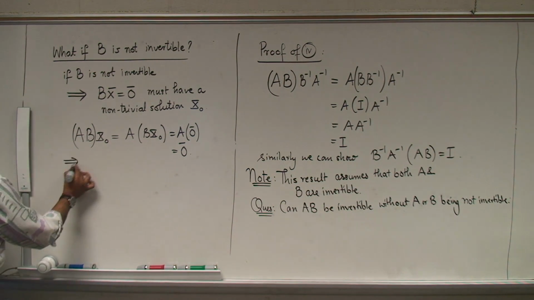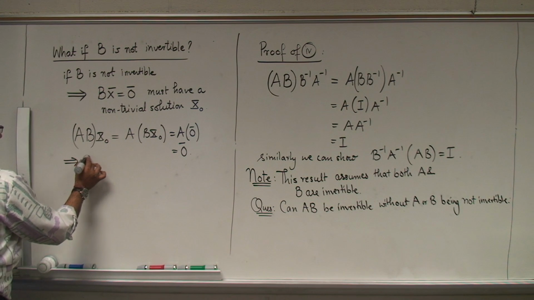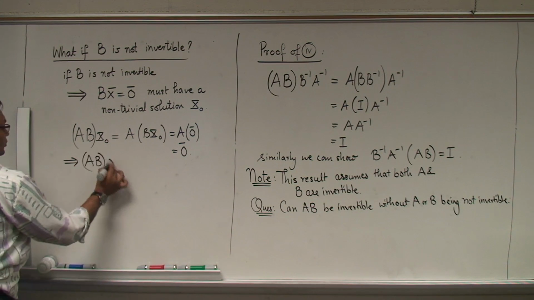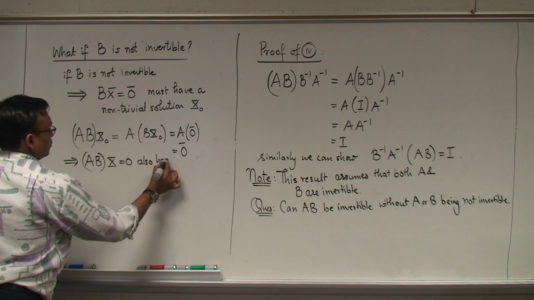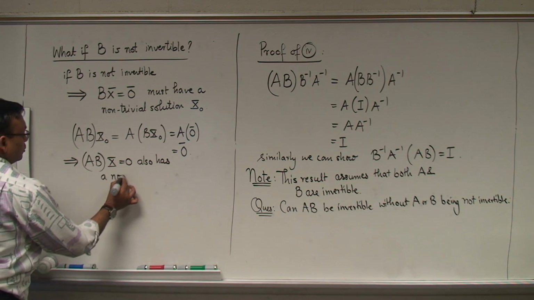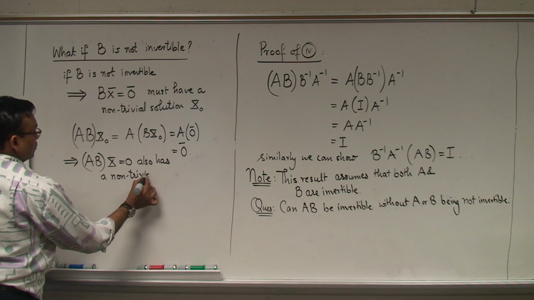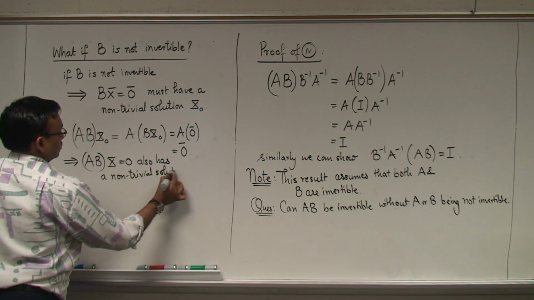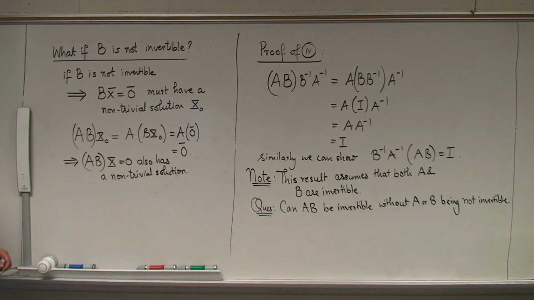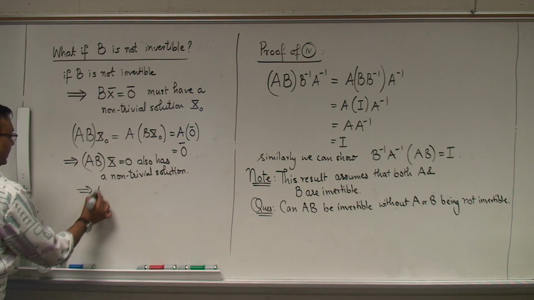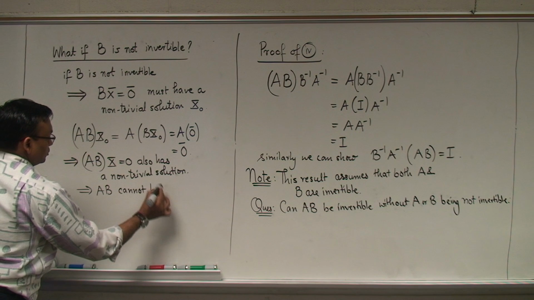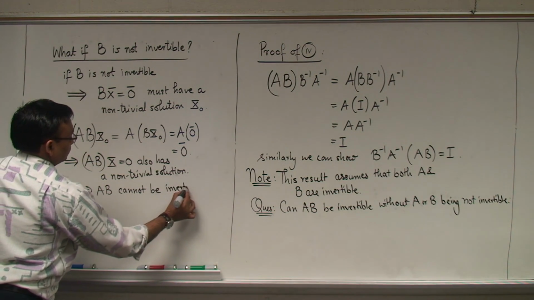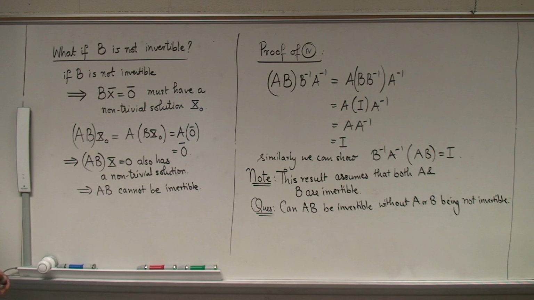So this implies that if you look at this homogeneous system, it has a non-trivial solution. So this means A times B cannot be invertible. This is one of the simpler ways of getting this result.